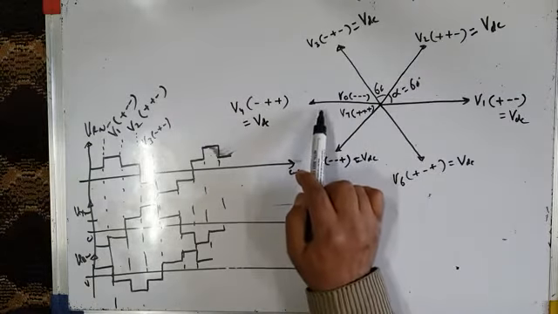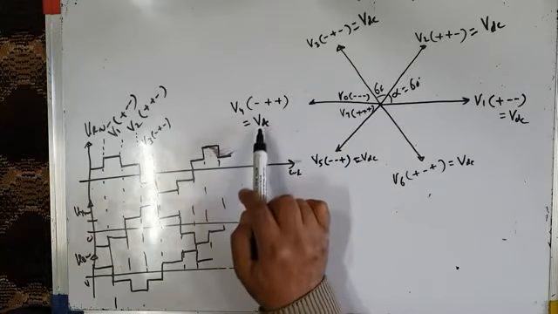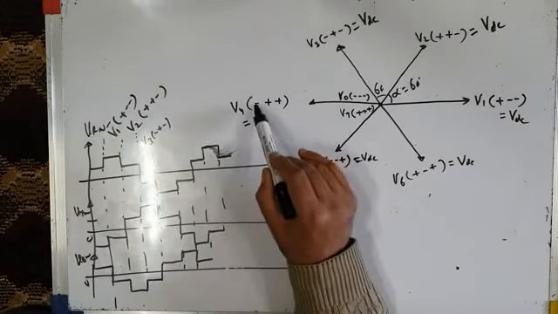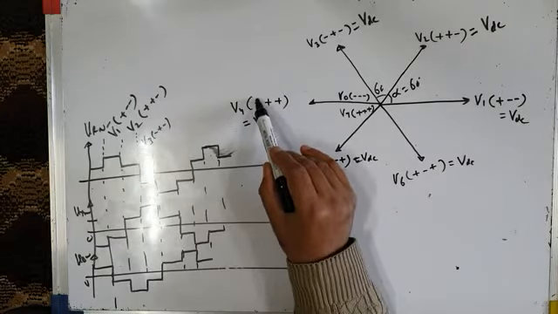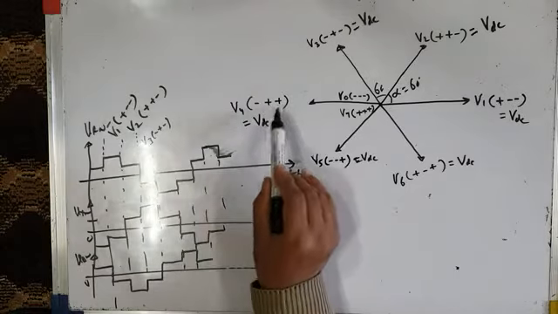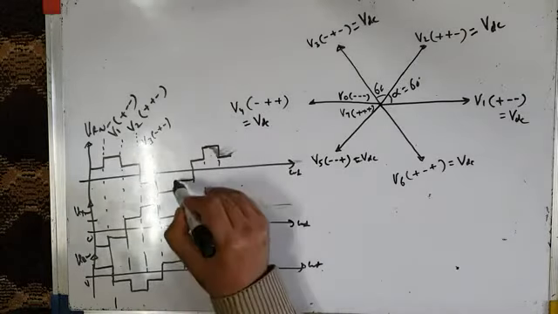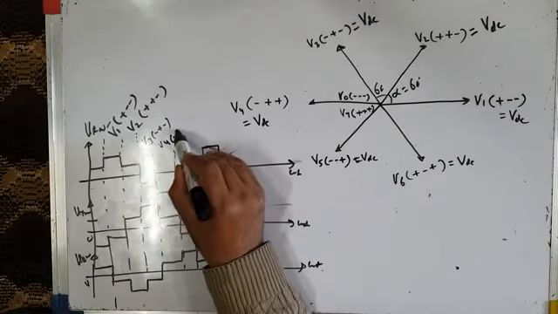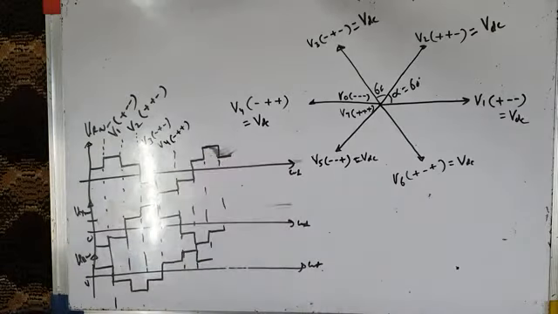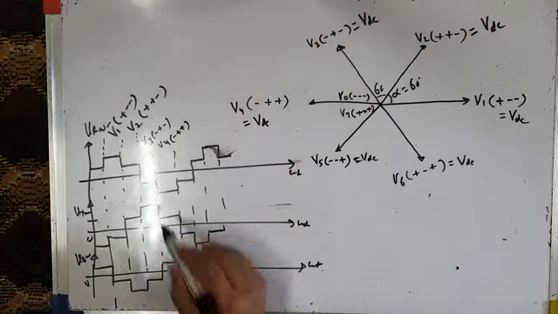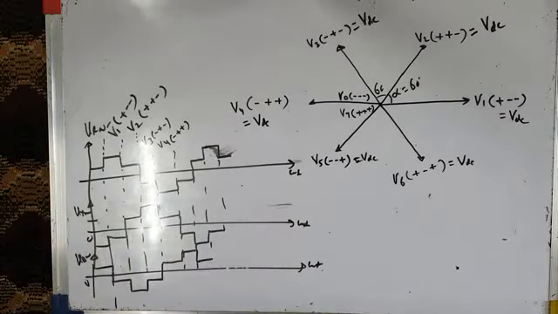So after another 60 degrees, voltage vector V4 equal to VDC will get applied across the load, in which R phase voltage is maximum negative. You can see R phase voltage is maximum negative. Y and B phases are positive. So this is the new voltage vector V4 with switching state minus plus plus, which gets applied across the load. And these are the three-phase voltages which will get applied across the load for this 60-degree interval.